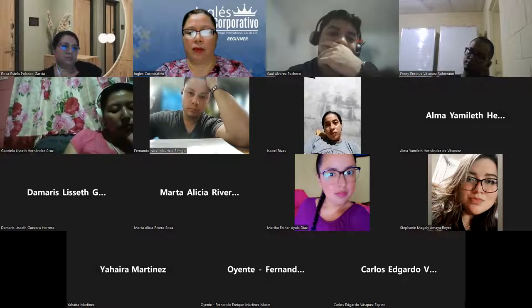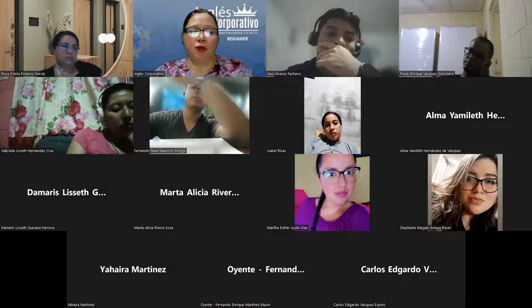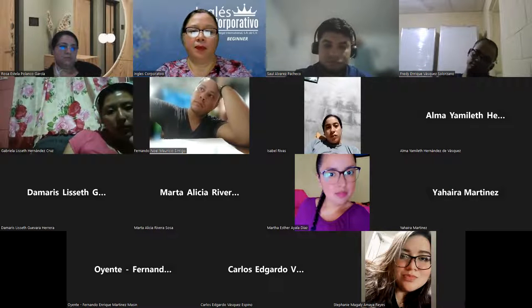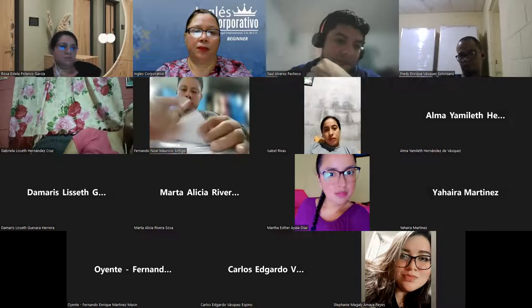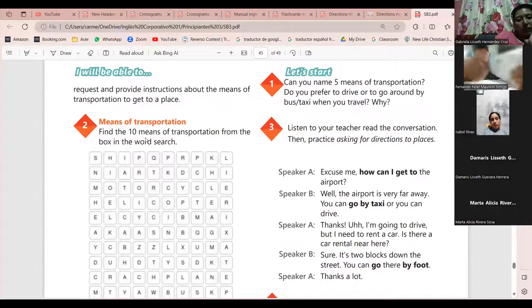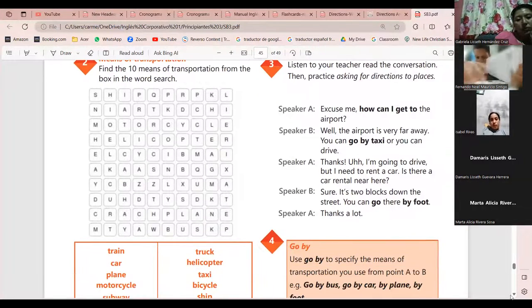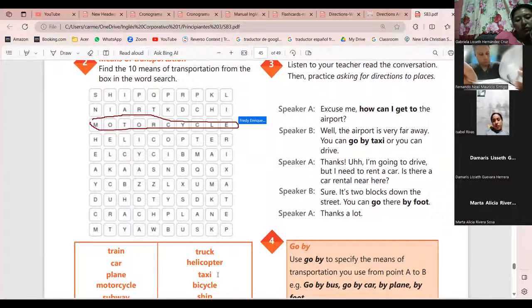Okay, here we are on page 45 on the manual. The activity number two says, find the 10 means of transportation from the box in the word search. ¿Cómo dicen las indicaciones? Vamos a ver, ¿alguien me lee the instructions? Find the 10 means of transportation from the box in the word search. Okay, here we've got 10 different. Motorcycle, continue. This is subway and this is ship.